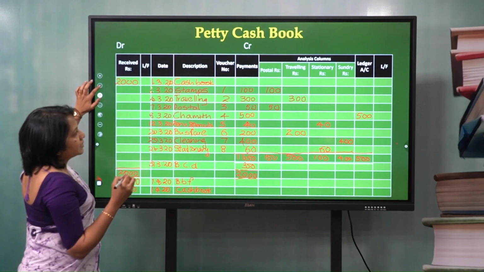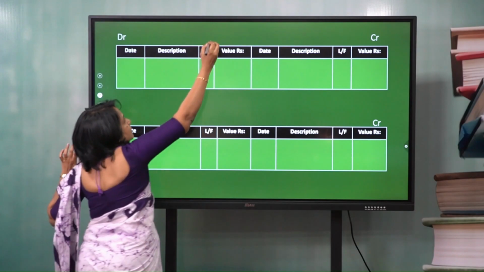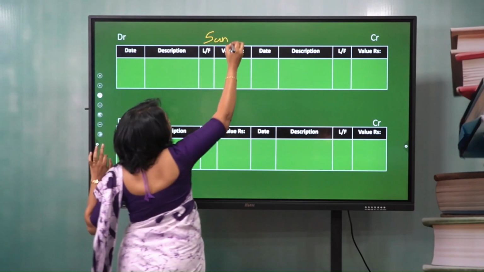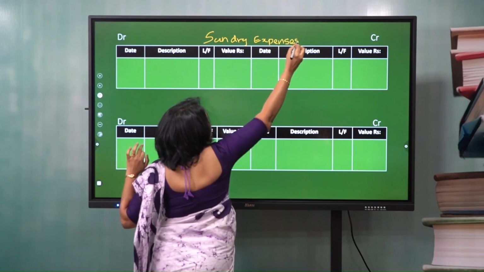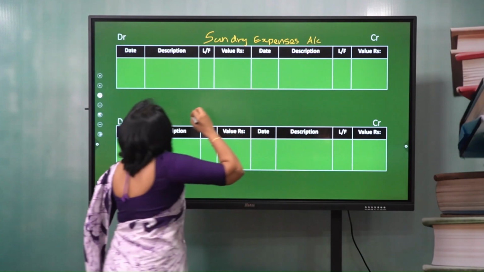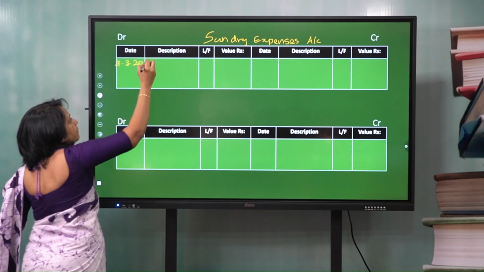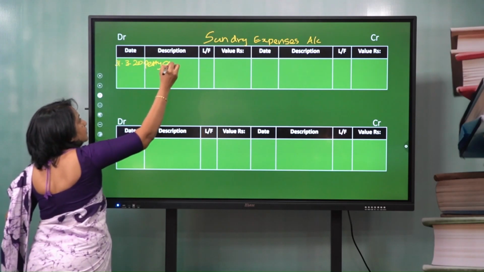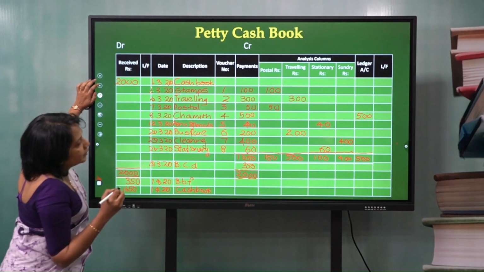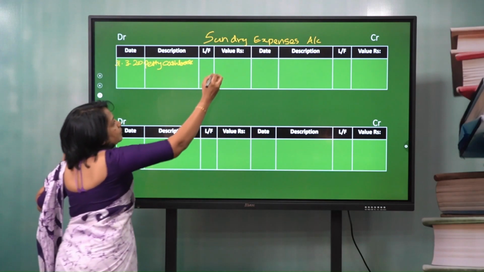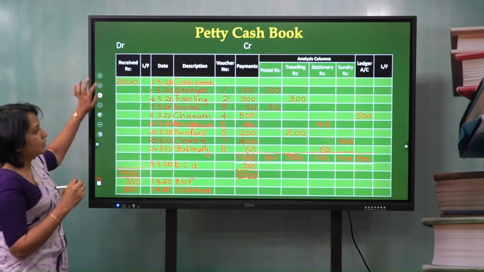Next one was sundry expenses, that was rupees 400. So we have to open another account as sundry expenses account, and we have to write the date as the last date of the month. Then under the description we have to write petty cash book. And the sundry expenses total was rupees 400. We recorded all the transactions under the analysis columns to the ledger accounts.